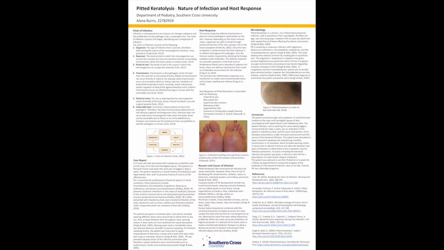The patient was given a treatment plan. Instructions included wearing different shoes every second day to allow them to dry out. Also, to keep footwear drier throughout wear, wearing cotton or wool socks is more proficient for sweat absorption. Wearing open-toed or breathable shoes was advised whenever possible to prevent sweating. To minimize sweating further, the patient was instructed to apply antiperspirant to feet twice a week and to wash feet twice daily with soap or antiseptic cleanser.